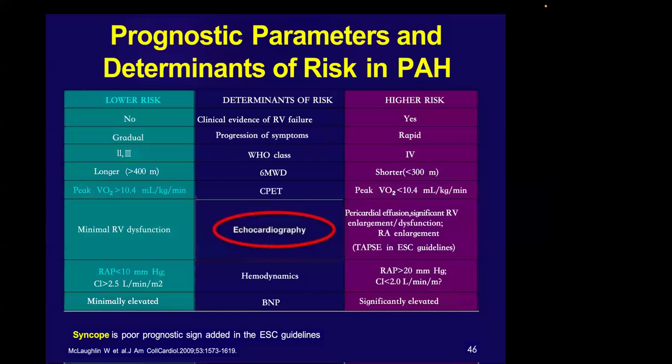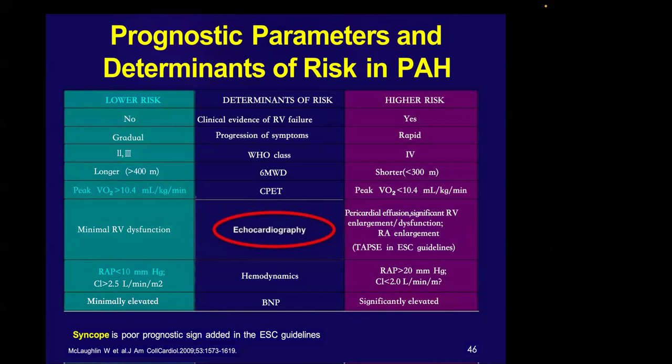as per the ESC guideline. The hemodynamics: right atrial pressure less than 10 and cardiac index more than 2.5 in the lower risk group, and in the higher risk group, right atrial pressure more than 20 and cardiac index less than 2.0. NT-proBNP is minimally elevated in the lower risk group, but in the high risk group it is significantly elevated. WHO classification: lower risk group is 2 and 3, and higher risk group is 4.